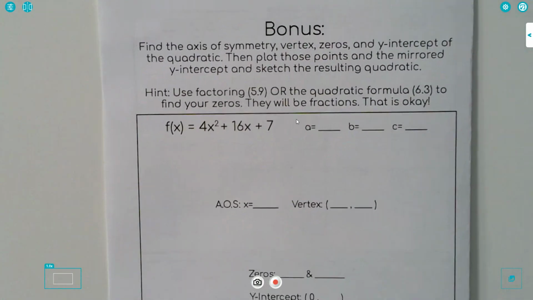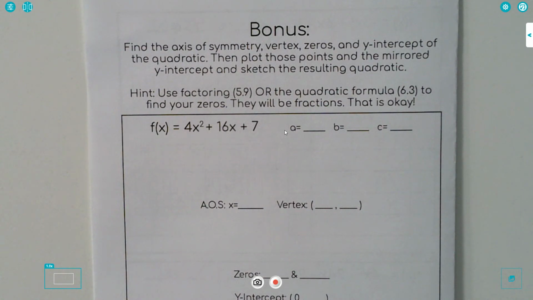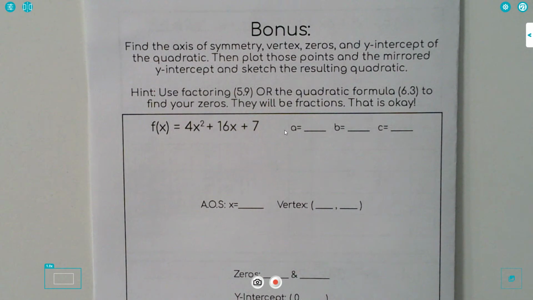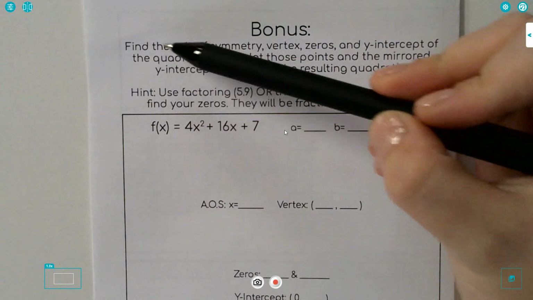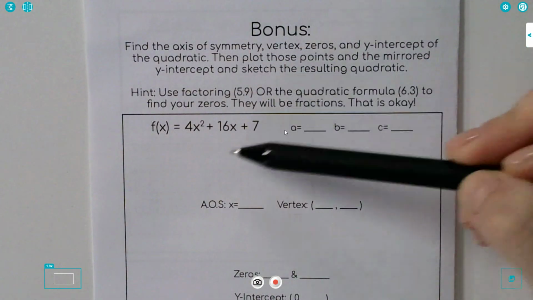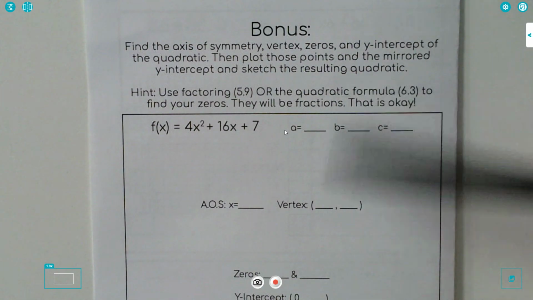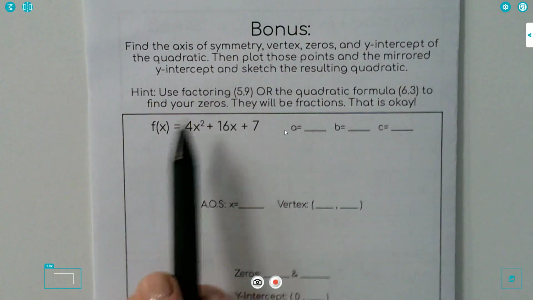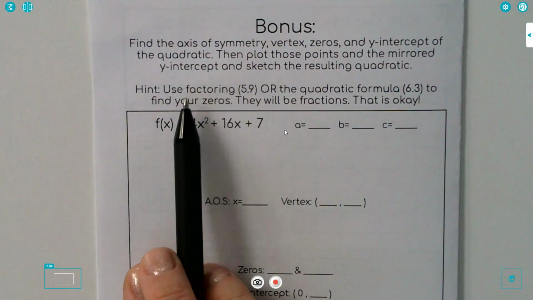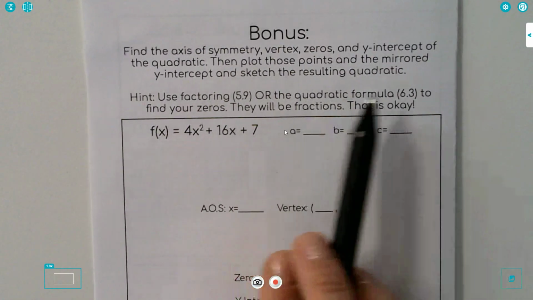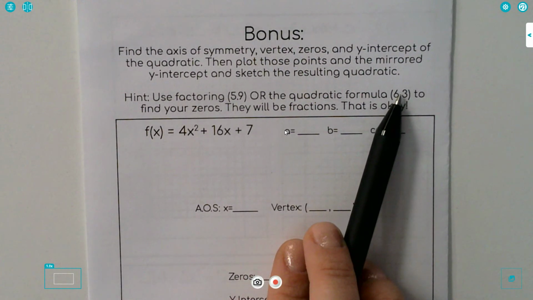What you're going to do is you're essentially going to graph one of these problems where A does not equal 1 in the same way that you graphed in 6.6. So you'll find your axis, symmetry, and vertex, like we did in 6.6. You know how to do that. Then you will find your zeros. I put this hint here. This is what's different. You have to use factoring or the quadratic formula to find your zeros.